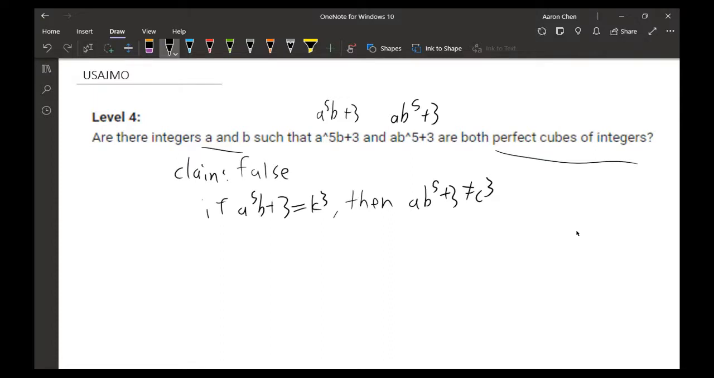So we will do this through mod 9. The reason we choose mod 9 is that if x is an integer, the only possibilities for x cubed mod 9 are -1, 0, or 1.